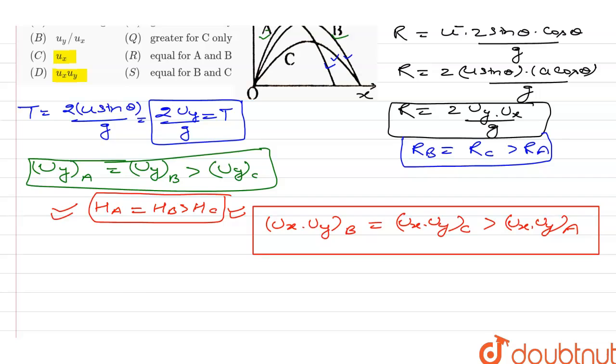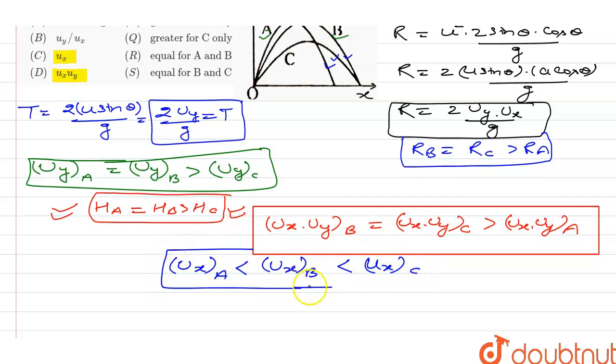Now, after all this, we can calculate one more thing: the component of initial velocity in x direction for A must be less than the component of initial velocity in x direction for B, which is less than the component of initial velocity in x direction for C. This is also written.